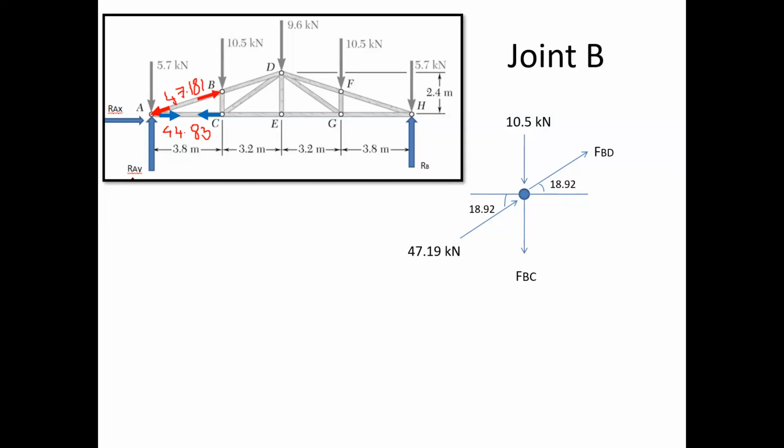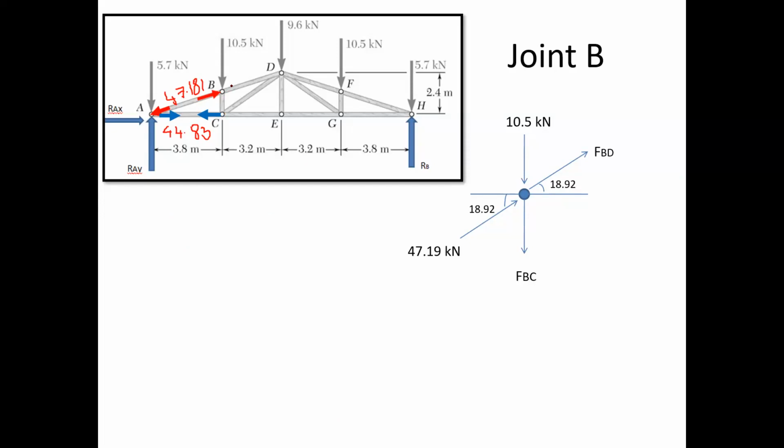Okay, so all of you will show these two values and their nature. Tensile means what? Away from the joint. And compressive means what? Towards the joint. Okay. So now we'll be focusing on this next joint, that is joint B.